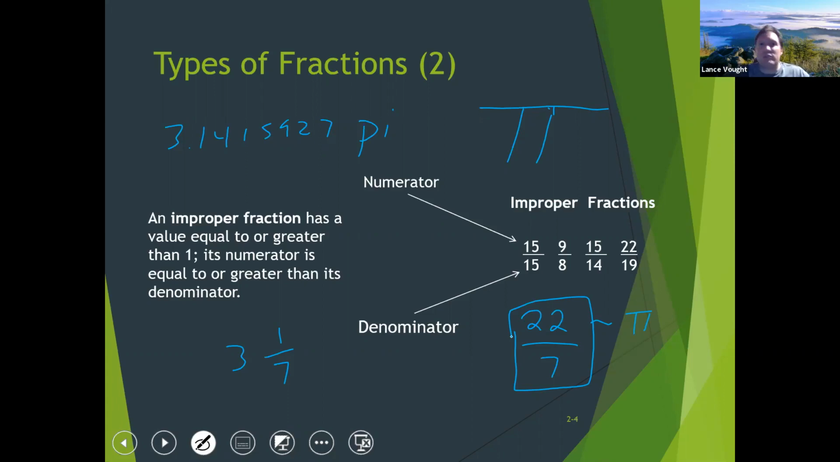And they could have used a crazier number. They could have used a very big numerator and a very big denominator to get it really close to what pi is, but this is close enough as an approximation. But it's another example of an improper fraction. So improper fractions, just the numerator is greater than the denominator.